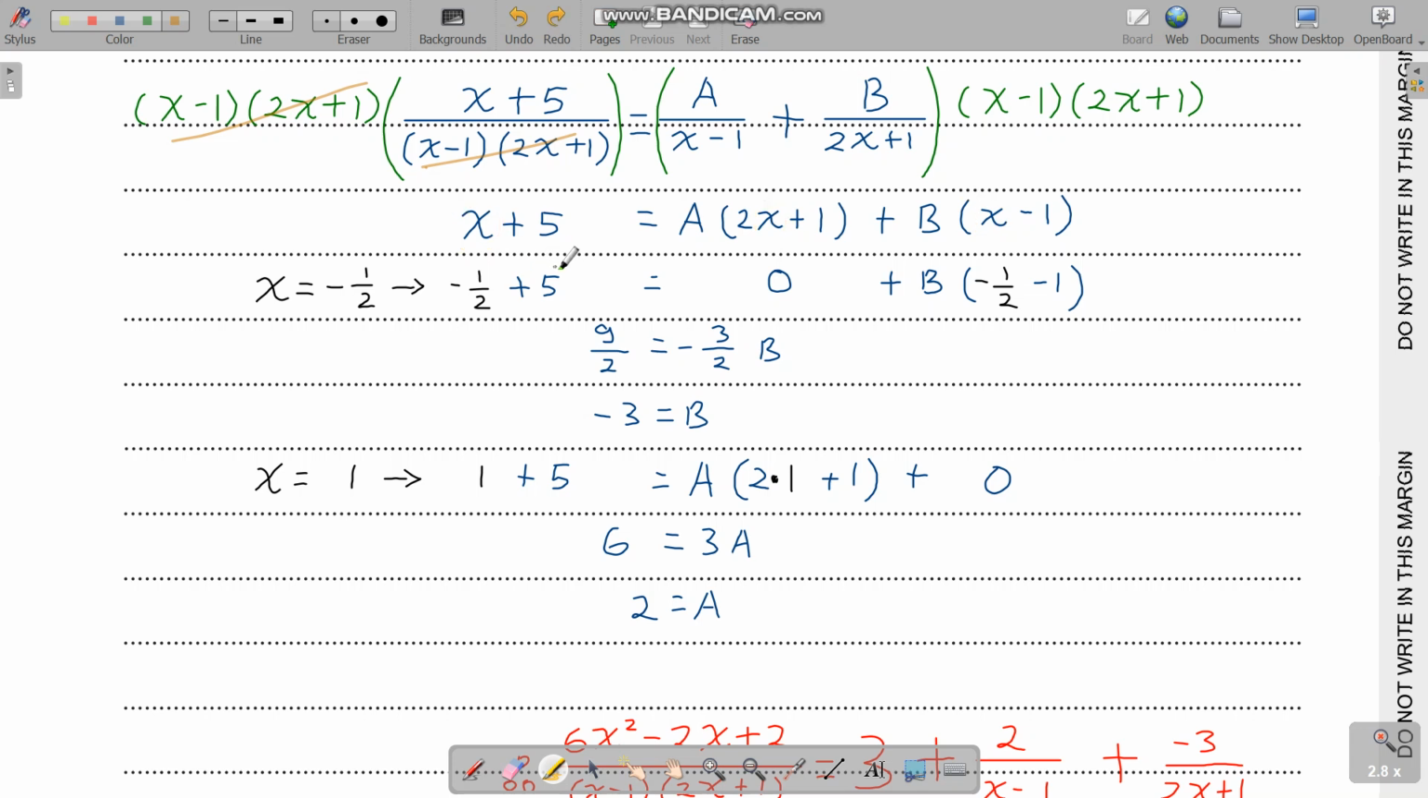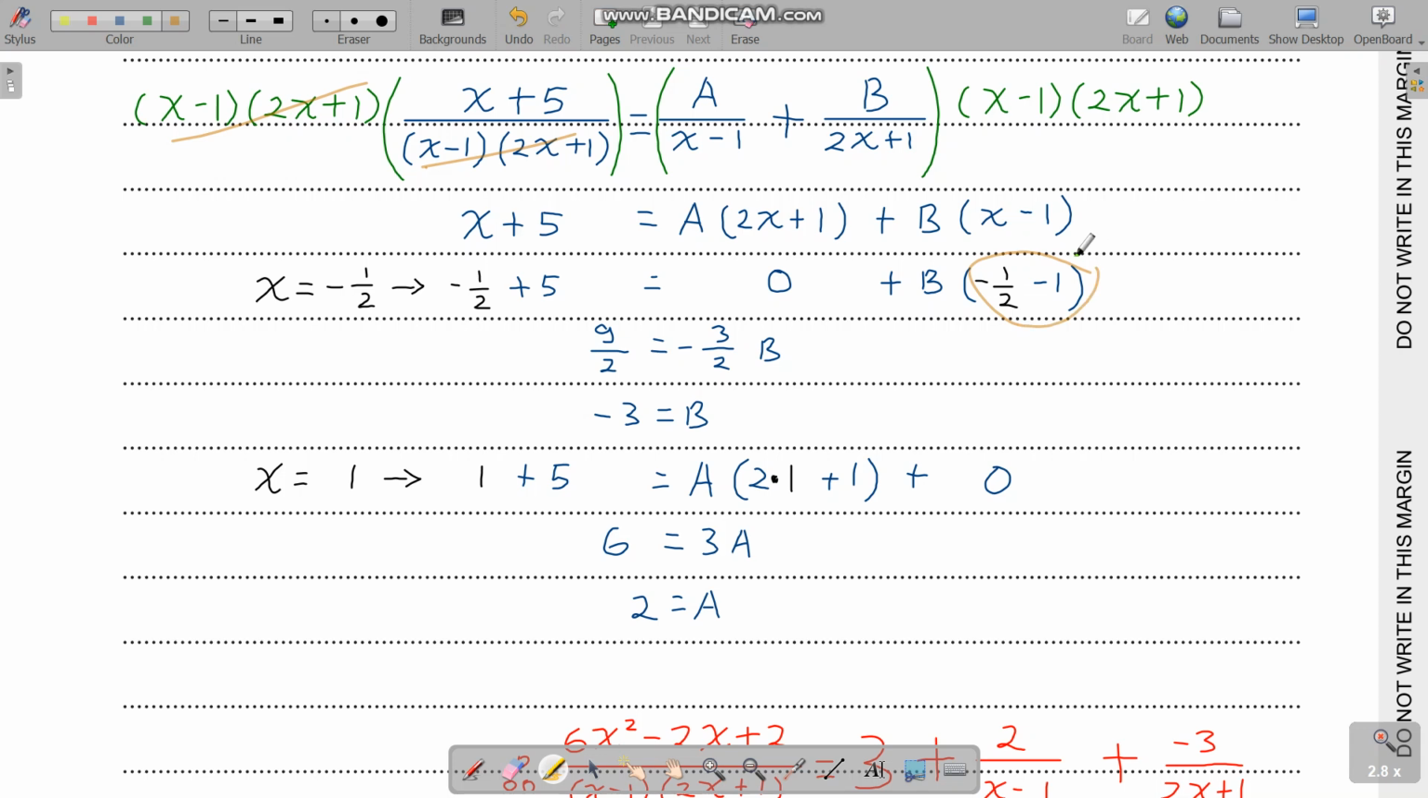On the left we have minus 1/2 plus 5. On the right, this is 0. On the right we have minus 3 over 2 B here. So use your calculator, you get 9 over 2, and then you divide both sides by minus 3 over 2, and you get the value of B.